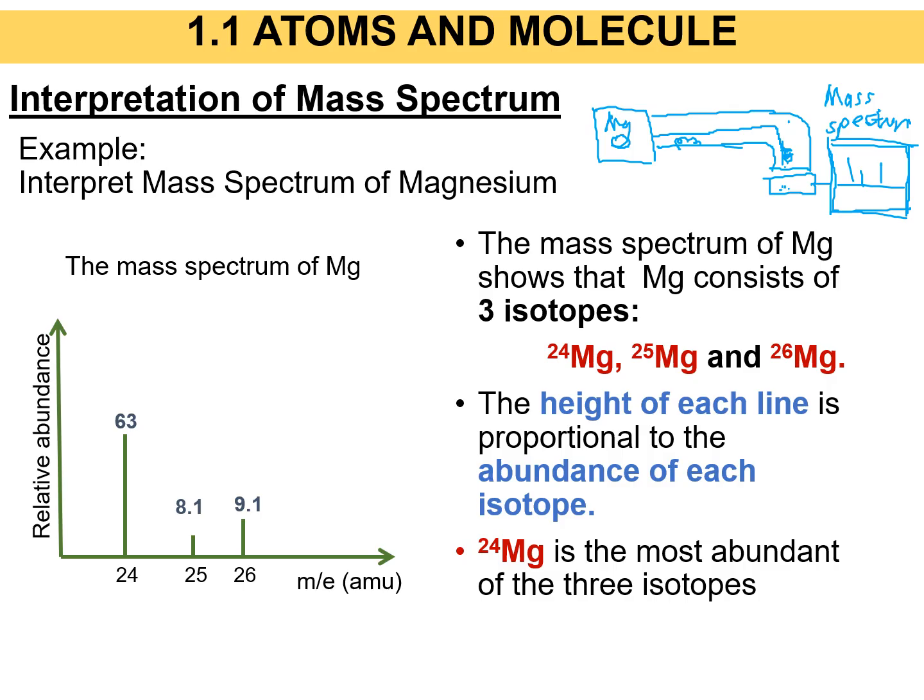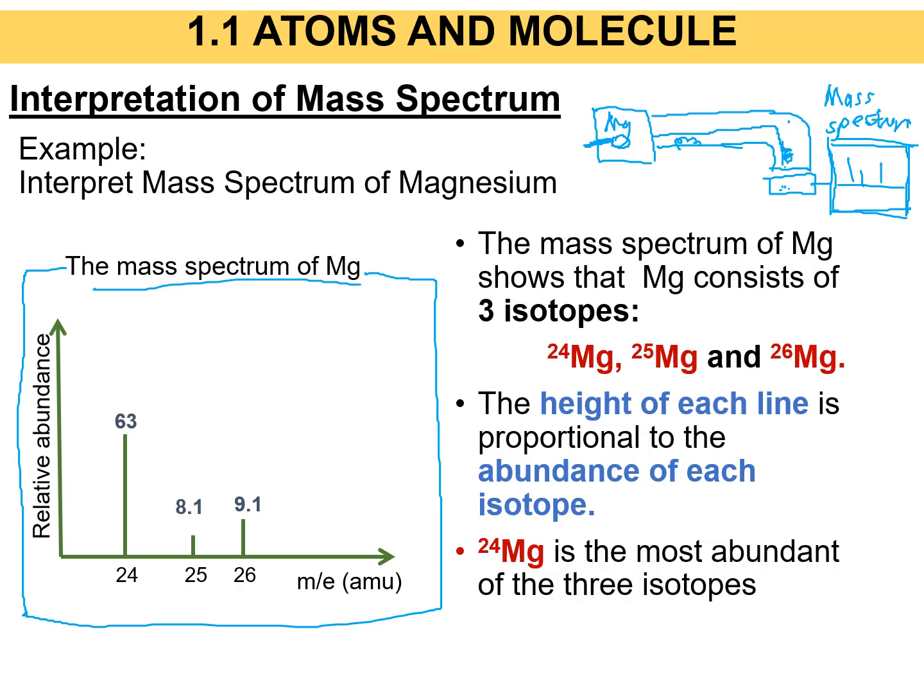So macam mana bentuk mass spectrum yang sebenarnya? This is the example for the mass spectrum of magnesium. Okay. Inilah dia hasil yang kamu nampak di recorder lepas magnesium ni melalui mass spectrometer. So macam mana kamu nak interpret mass spectrum ni? Contohnya diberi mass spectrum of magnesium. How do you interpret this mass spectrum? Okay. At the y-axis, kamu akan nampak relative abundance.